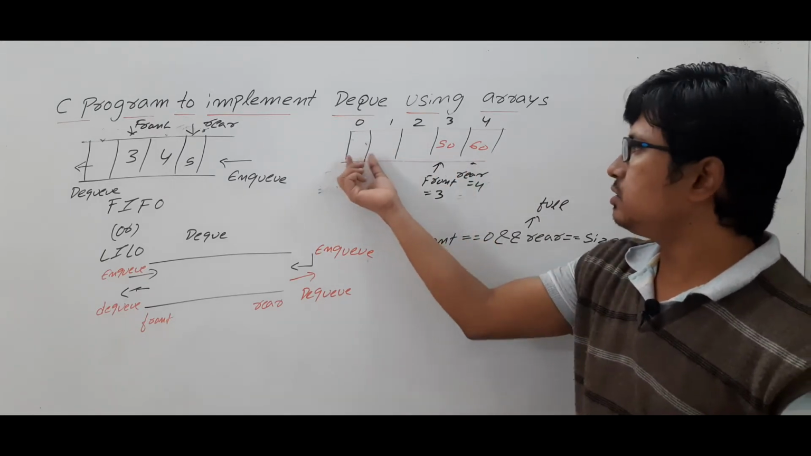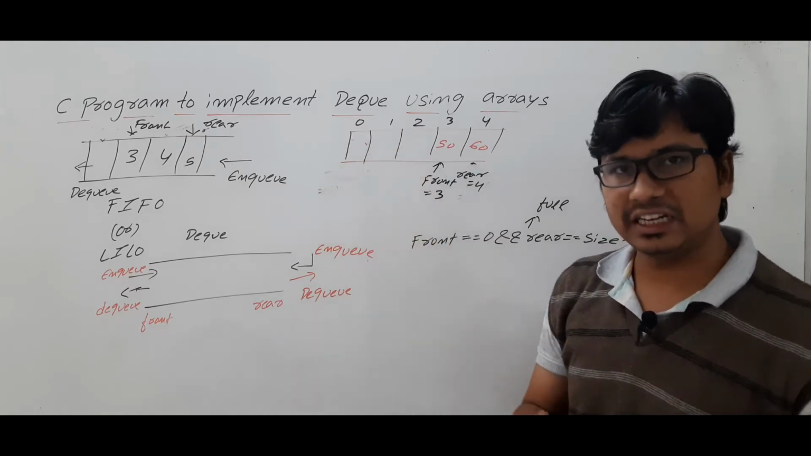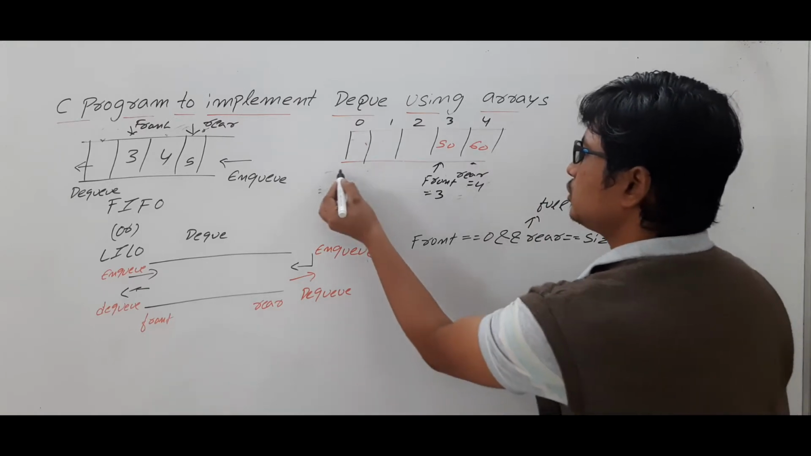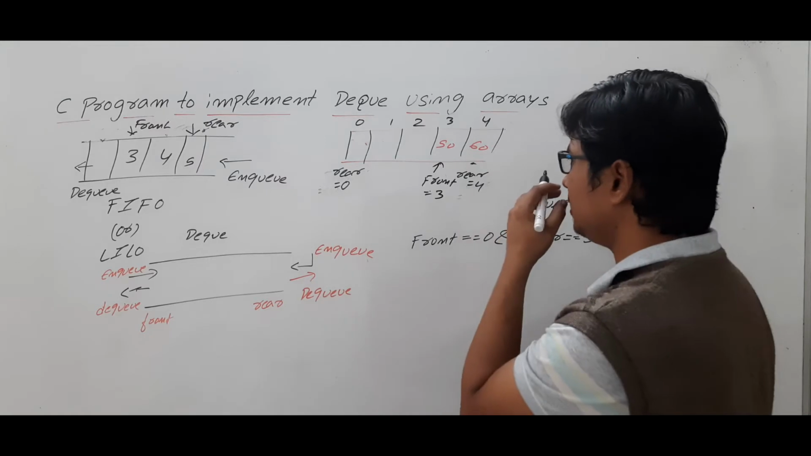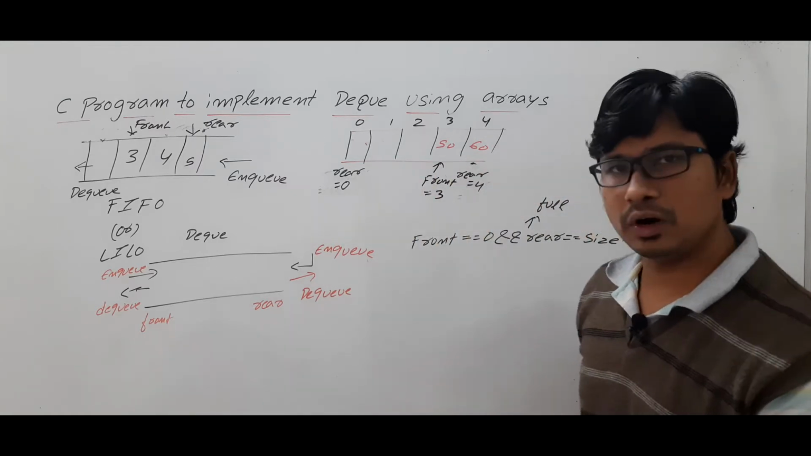No. In these positions, the values are not there. Logically, we have deleted them. Is it clear? So, what I can do is make rear equal to 0 and start inserting the elements. That is what we have done in the circular queue also.